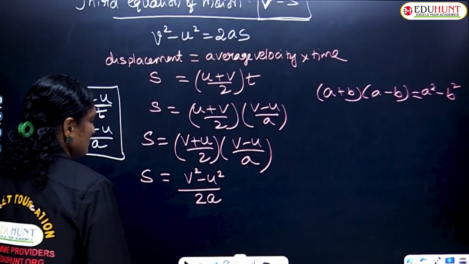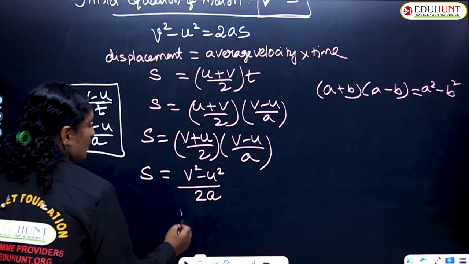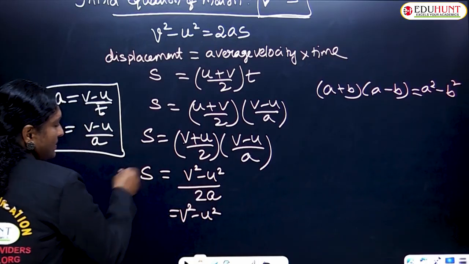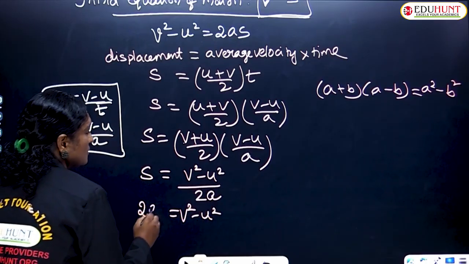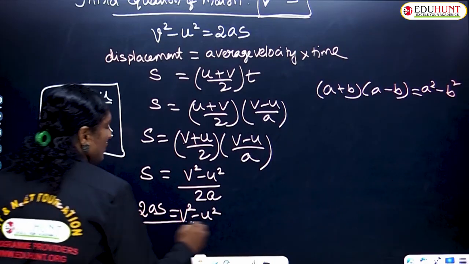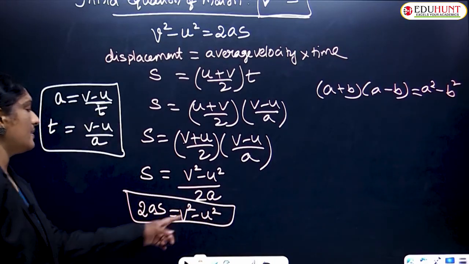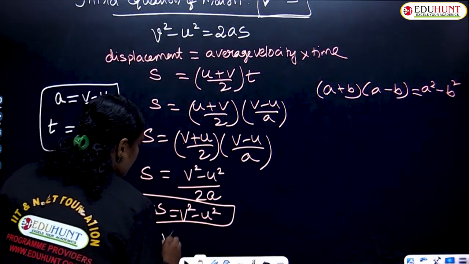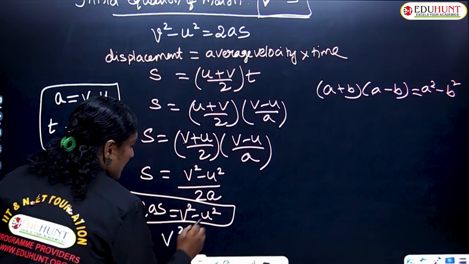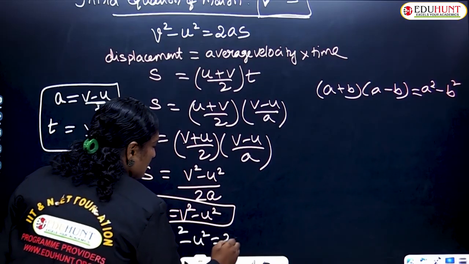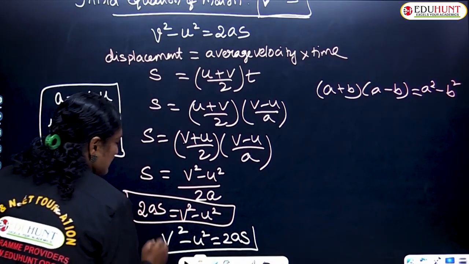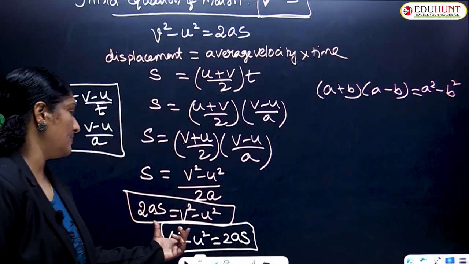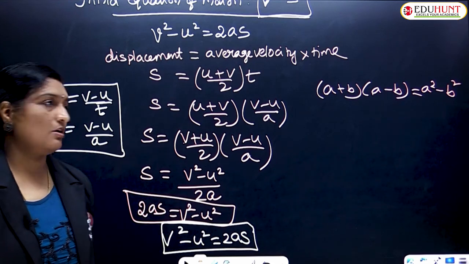So, bringing 2a to the other side, we have v square minus u square equals 2as. What is the formula, children? v square minus u square equals 2as. This represents the third equation of motion.